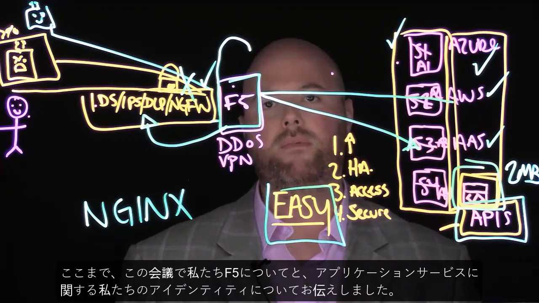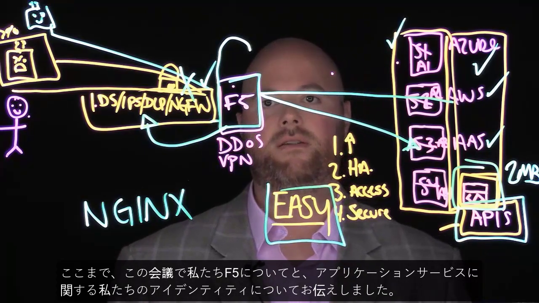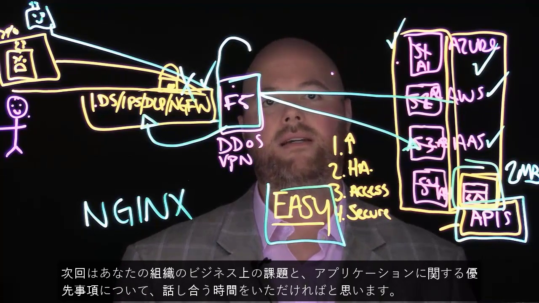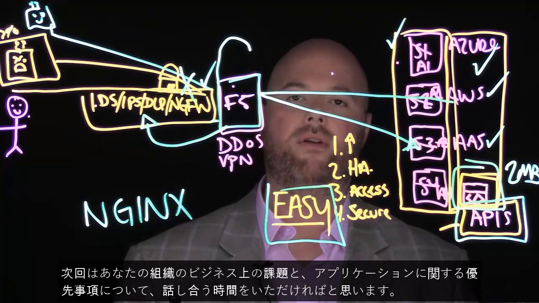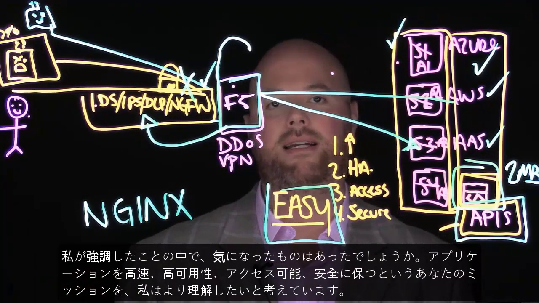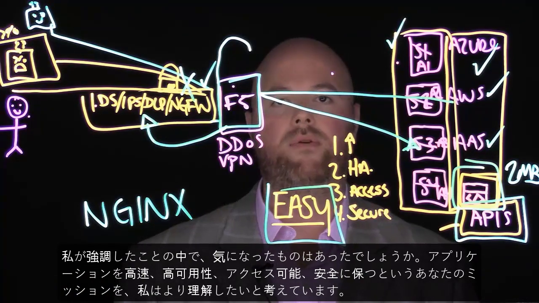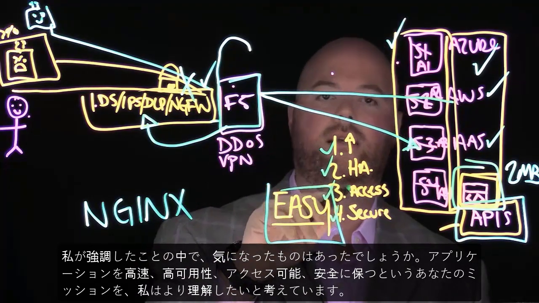So far, though, this meeting has been about us and what our identity is around app services. What I'd like to do now is spend the next time that we have discussing your organization's business challenges and priorities around your applications. I'd like to hear if any of the things that I've highlighted set off any alarms, and I'd like to better understand your mission to keep your apps fast, available, accessible, and secure.